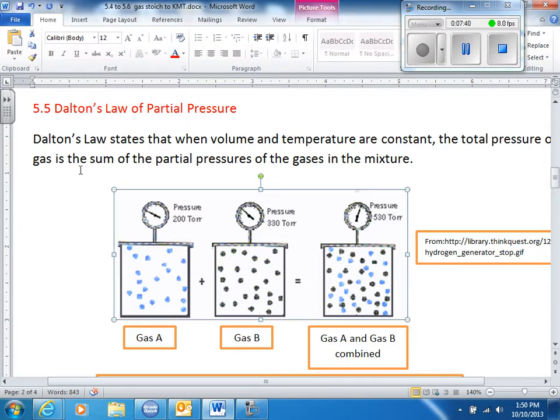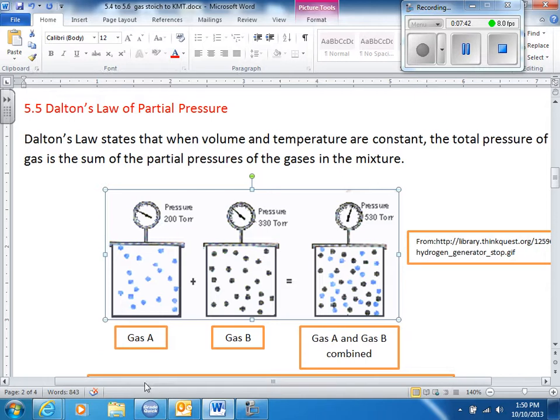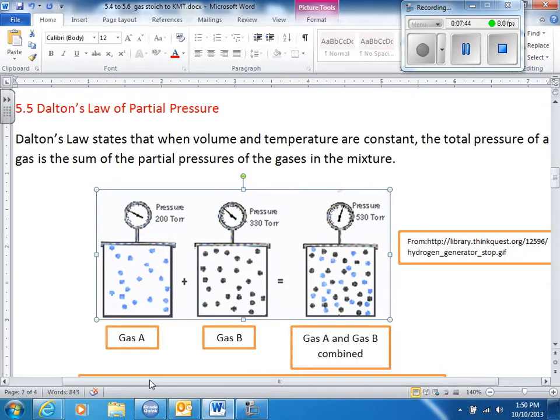Okay, Dalton's law states, what does it state? We're missing part of this here. Dalton's law states that when volume and temperature are constant, the total pressure of a gas is the sum of the partial pressures of the gases in the mixture. So it's the sum of the pressures of each of the gases that makes up the mixture.